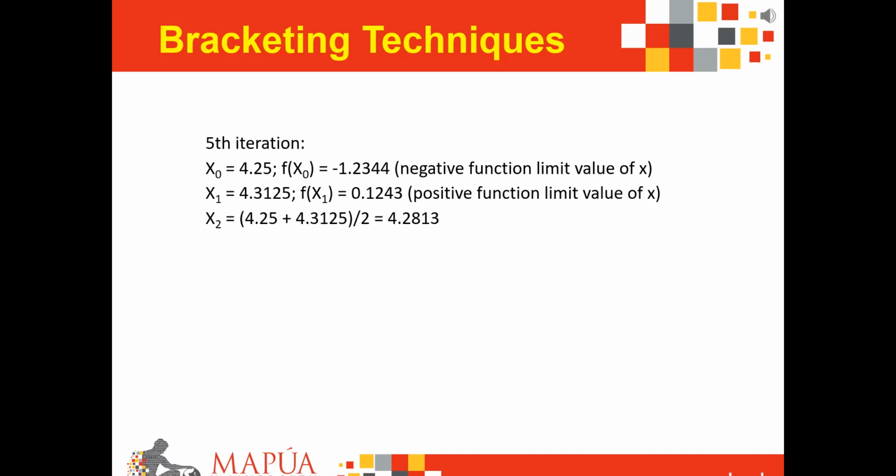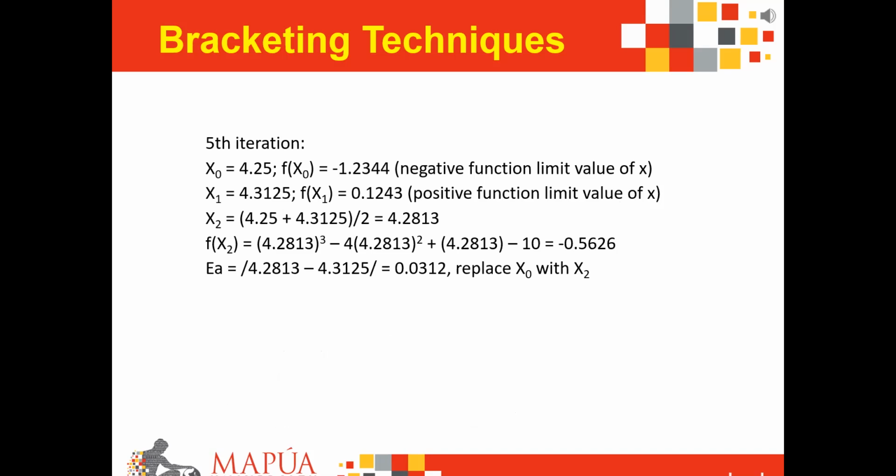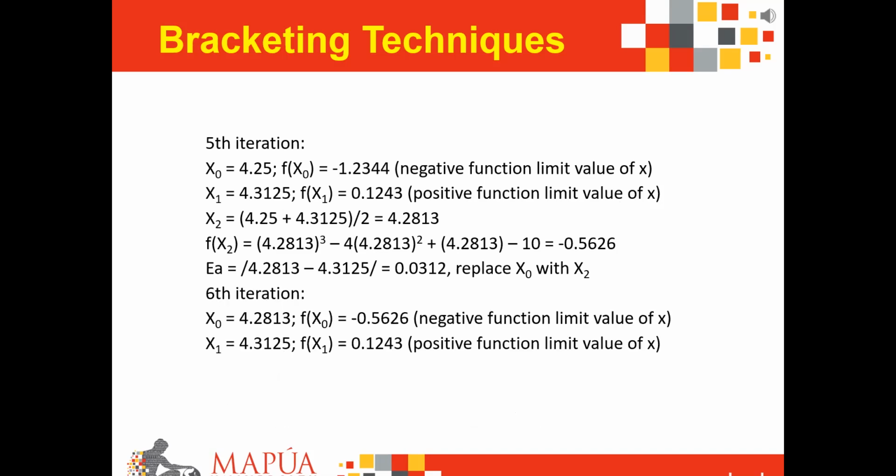We then evaluate its midpoint, which is now 4.2813, and substituting that to our function gives us a function value of negative 0.5626. Obtaining the absolute error now, obviously it shows us that we need to replace x0 with x1 and repeat the process again. Thus, on our sixth iteration, this would be our given value.